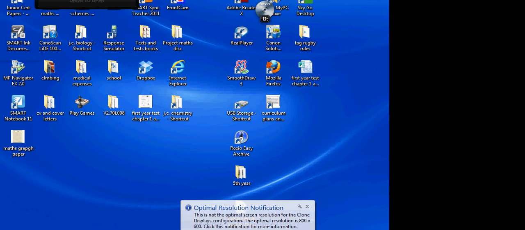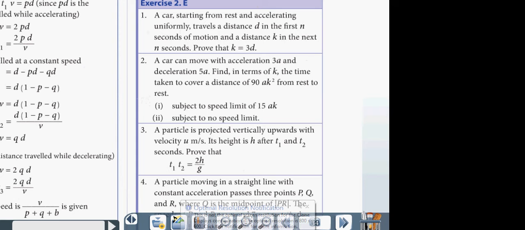Here we go. Right, question 1. A car is starting from rest, okay? And what's happening is it starts from rest and accelerates uniformly. A car starting from rest and accelerating uniformly travels a distance d in the first n seconds of motion and a distance k in the next n seconds. Prove that k equals 3d.